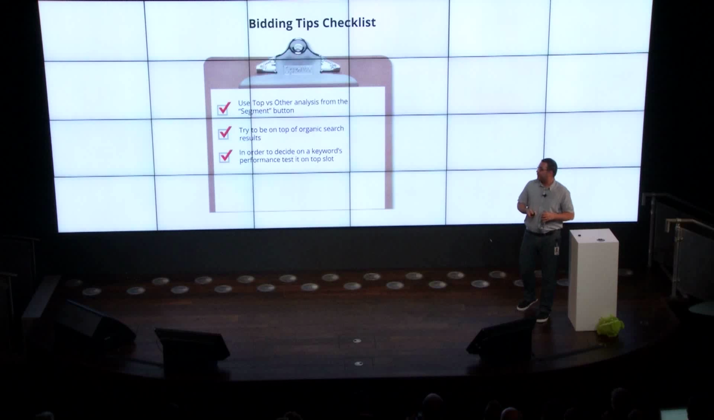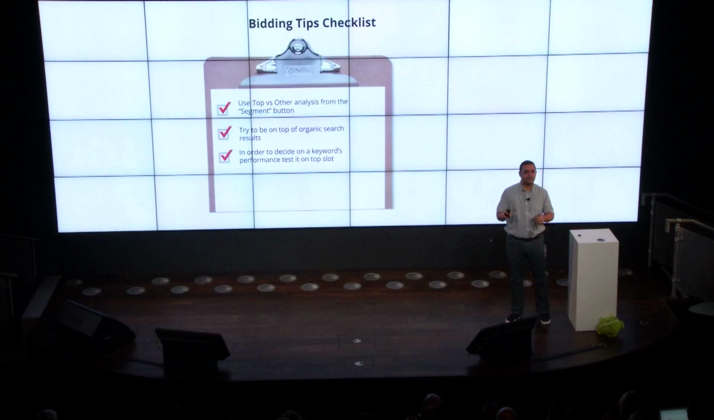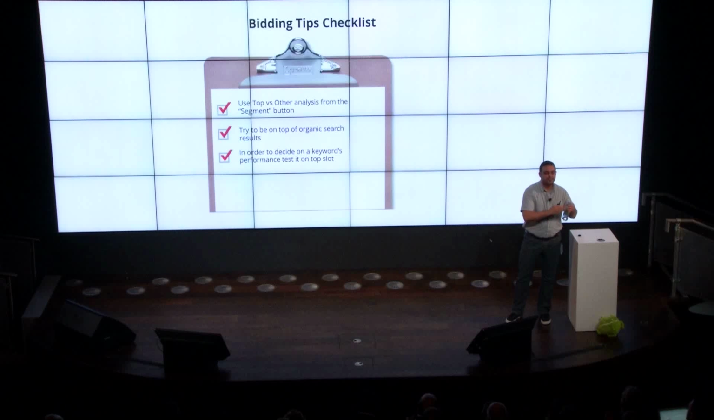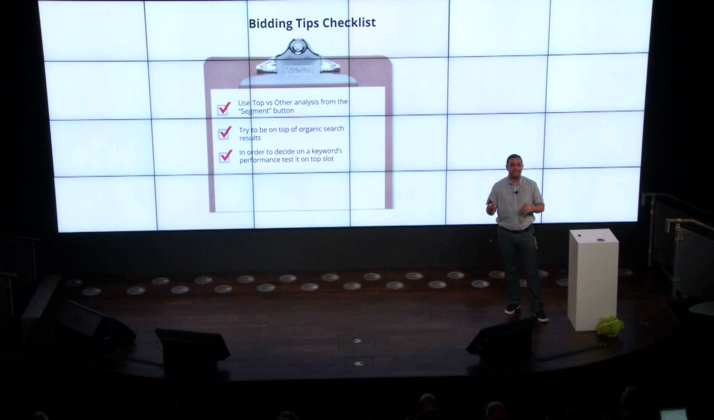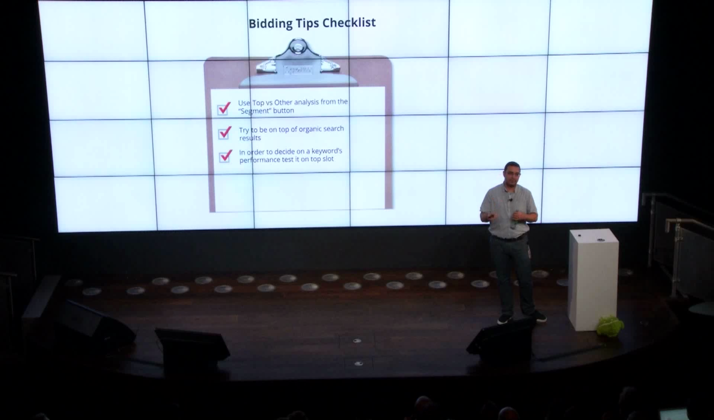In order to decide on a keyword's performance, test it on the top slot. You look at a keyword, you see a CTR of 1%, and you may think, oh, that's really bad CTR, let's delete it, let's pause it. No, don't. You can see top versus other segmentation at the keyword level as well. Check it out. If it appeared most of the time on the top slot and still got a 1% CTR, that's okay, delete it. But if most of the impressions are on the right-hand slot, then give it a chance on the top slot and run it for some time, a few 10,000 impressions, and then look at it again to see if the CTR increased or not.